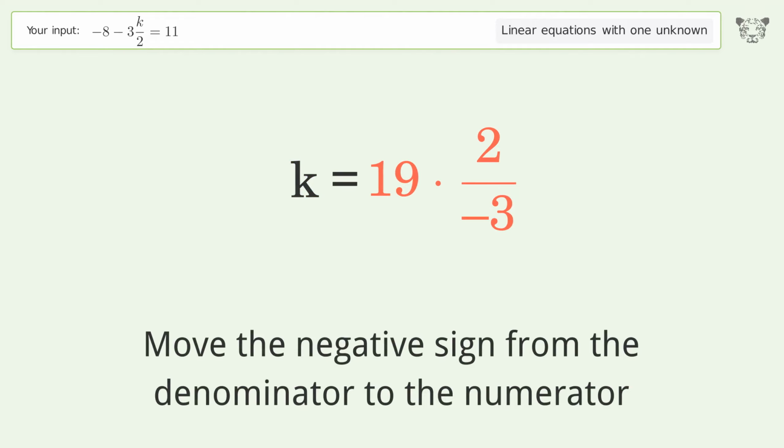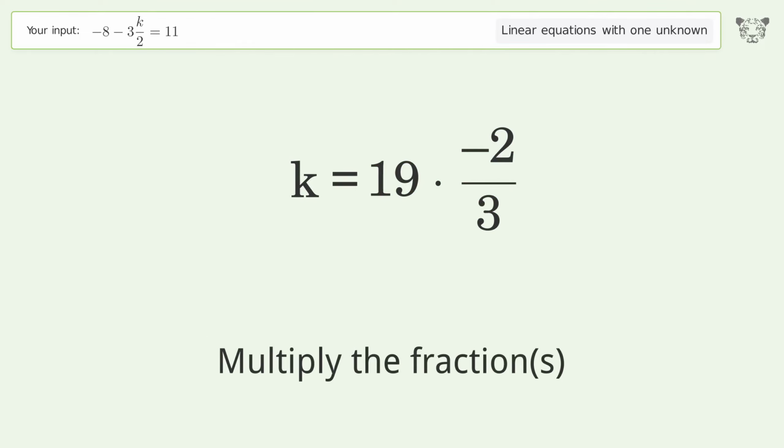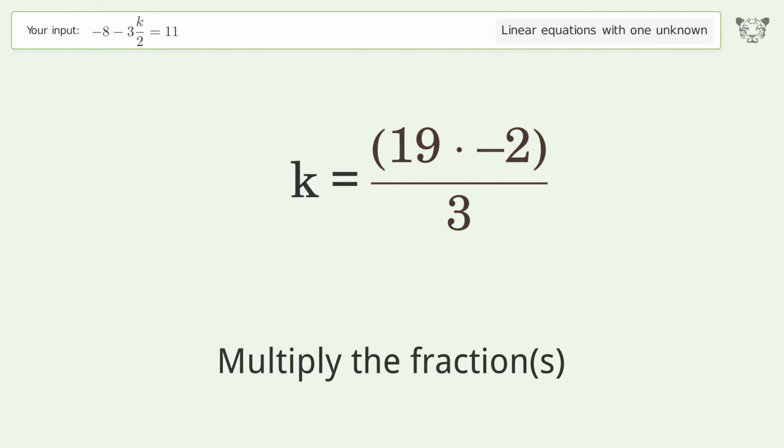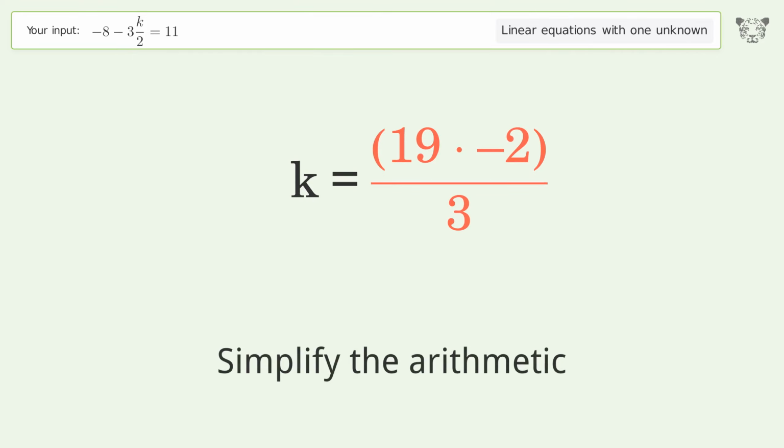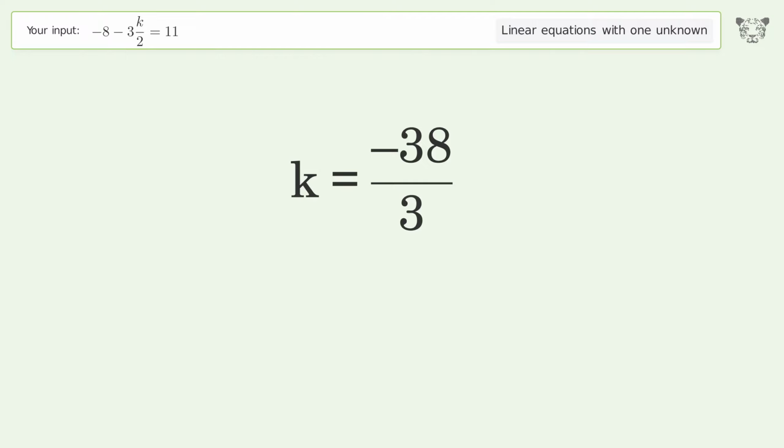Move the negative sign from the denominator to the numerator. Multiply the fractions. Simplify the arithmetic. And so the final result is k equals -38/3.